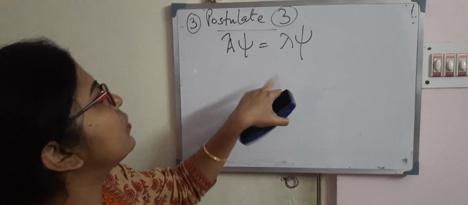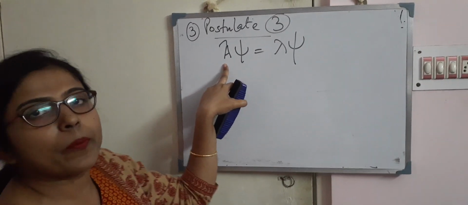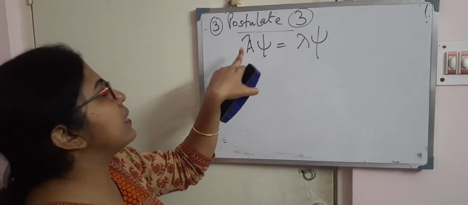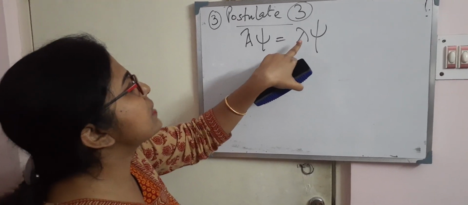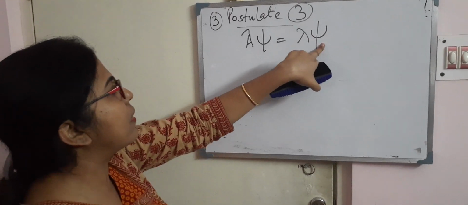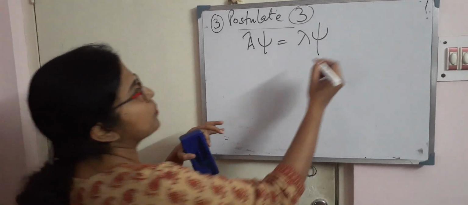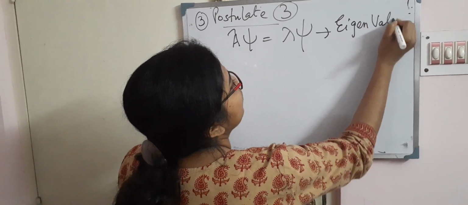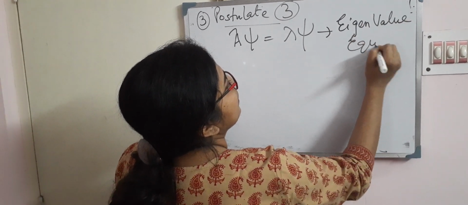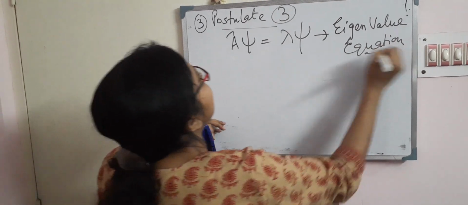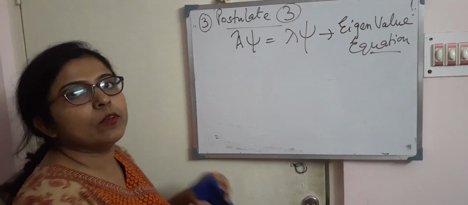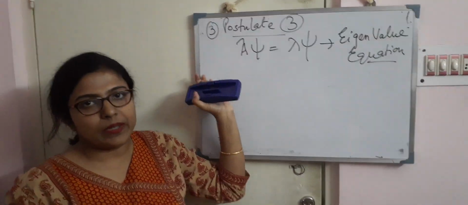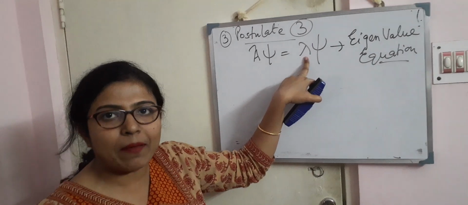Lambda is the eigenvalue. This is the result of this operator a cap which we are measuring, and a cap represents a dynamical variable. So lambda is the eigenvalue, psi here is the eigenfunction, and a cap is the operator corresponding to this. This is called the eigenvalue equation in quantum mechanics. So given a psi and a cap, you should be able to find out the possible values of that operator. That means you should be able to find out lambda.